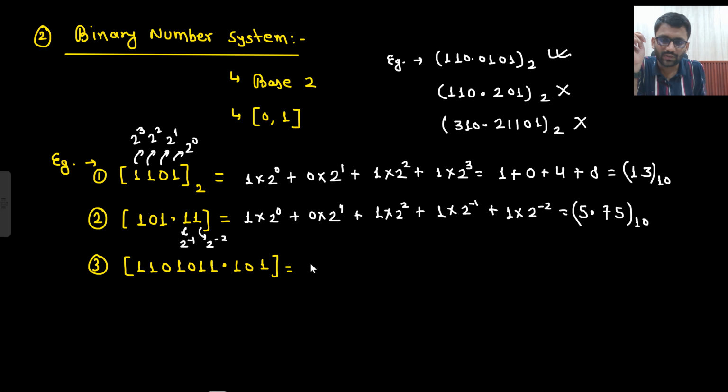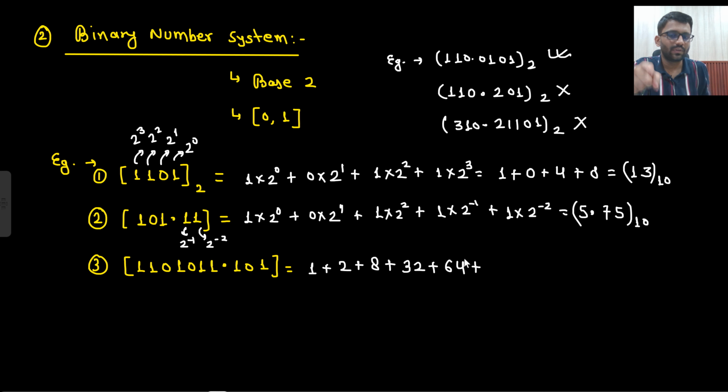Okay, let's solve this one. 1 plus 2 plus 4, 8 plus, are you getting this point? What am I doing? 1 into 2 to the power 0 plus 1 into 2 to the power 1 plus 0 into 2 to the power 2, that is 0 only, plus 1 into 2 to the power 3, that is 8, plus 0 into 2 to the power 4 plus 1 into 2 to the power 5, that would be 32, plus 1 into 2 to the power 6, that would be 64.